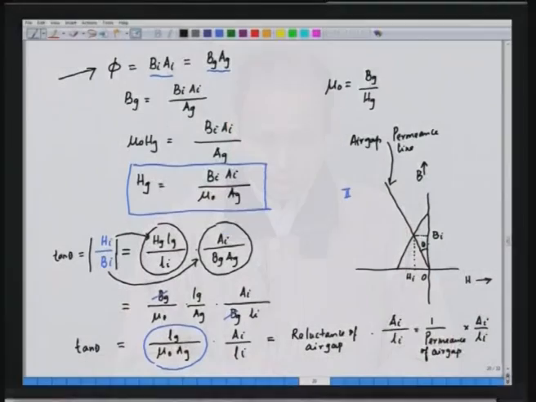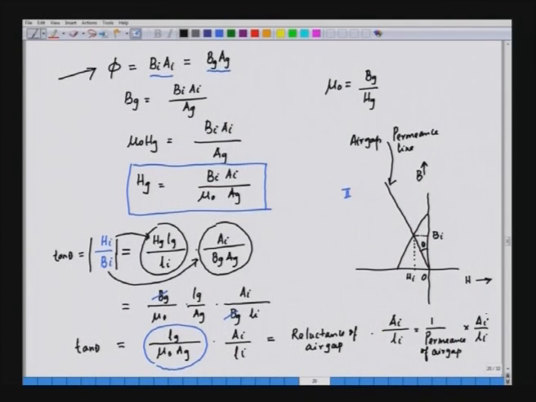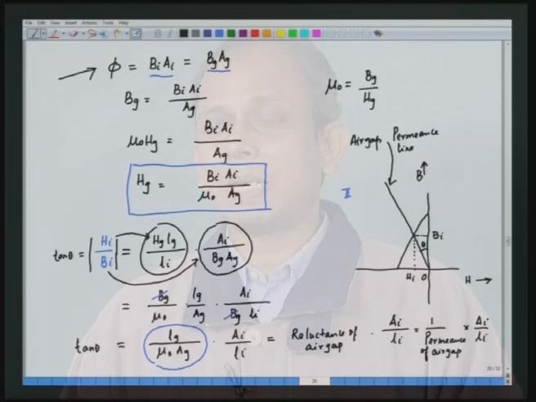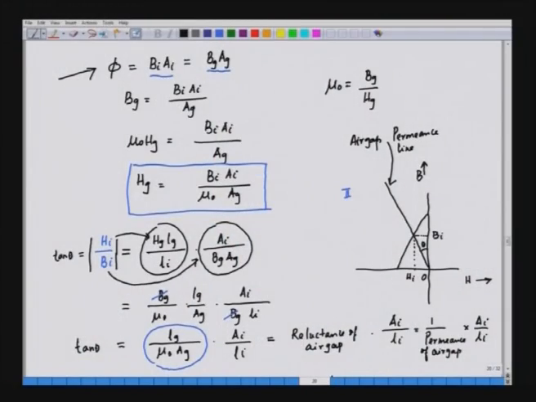So, tan theta is given by this. We can say that this Ai by Li is a constant quantity. Ai is the cross sectional area of iron, Li is the length of the iron, those are constant quantities. So, this tan theta gives a measure of the permeance or reluctance of the air gap. Okay. Now, we can go a little further.